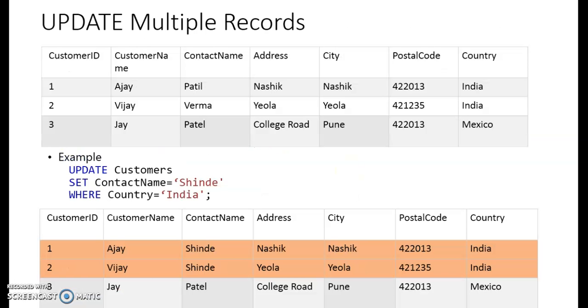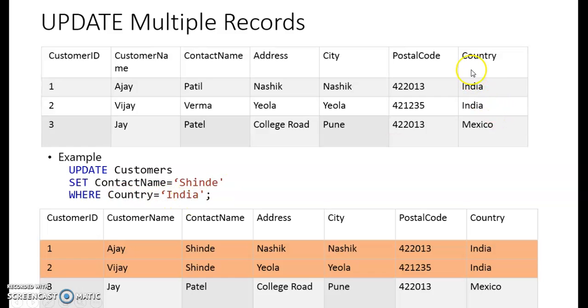Now next, yes, here we can also perform update operation on multiple records. Now we have the same table. Now this was the updated table. Yes, we have updated the contact name to Patel and city to Pune. Now see, here is another update statement which says update customer, my table name, set contact name equal to Shinde. Okay, set contact name, so third column will be Shinde, where country is equal to India.